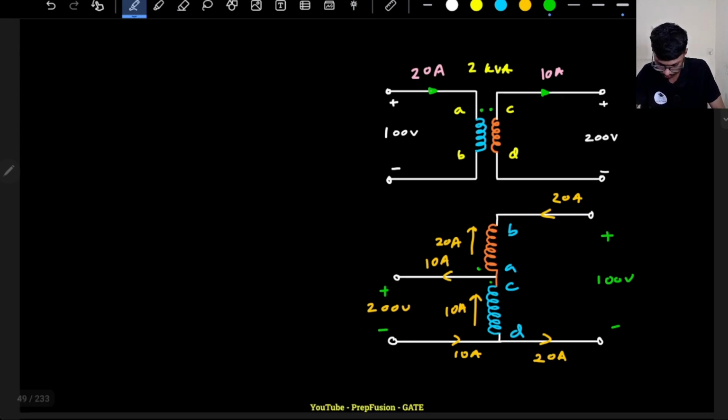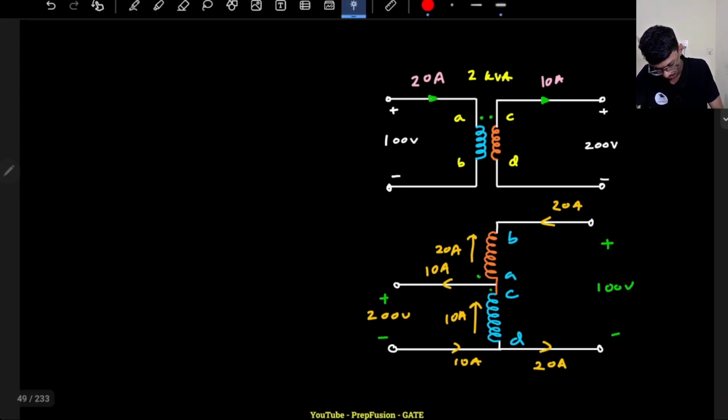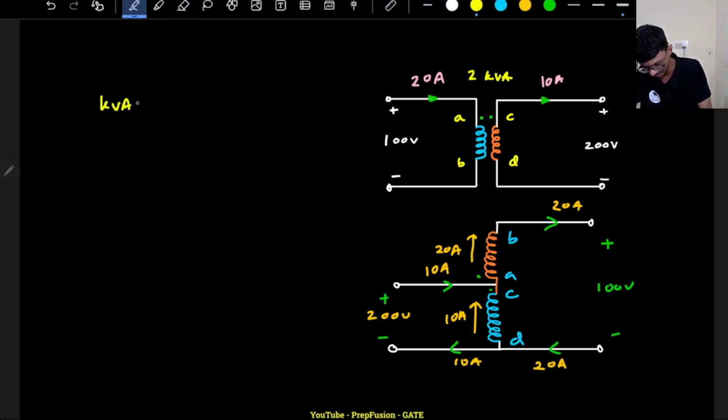200 on this side. So here what I see, like what is the current through this 100 volt will be 20 amperes only. So current direction will be like this only, not like this. Okay, current direction will be something like this. And here this direction will be the current 10 amperes, and here the 20 amperes current will come. So it will not change, basically kVA rating will be same only, 200 into 10 or 100 into 20, anything works, 2 kVA.